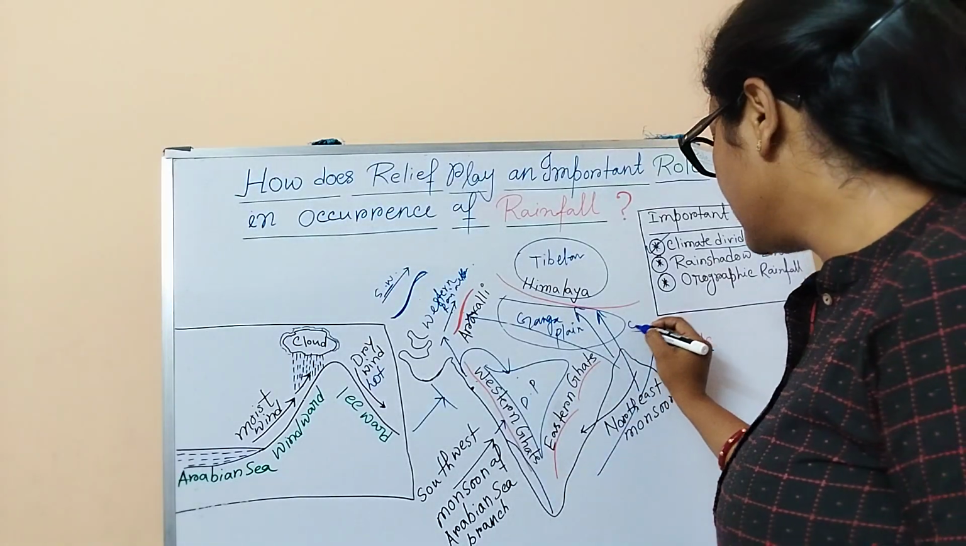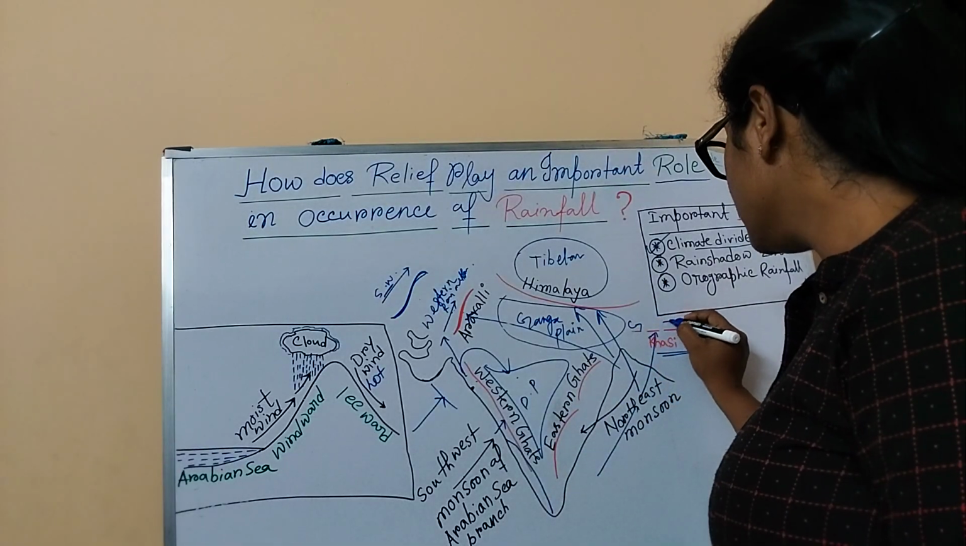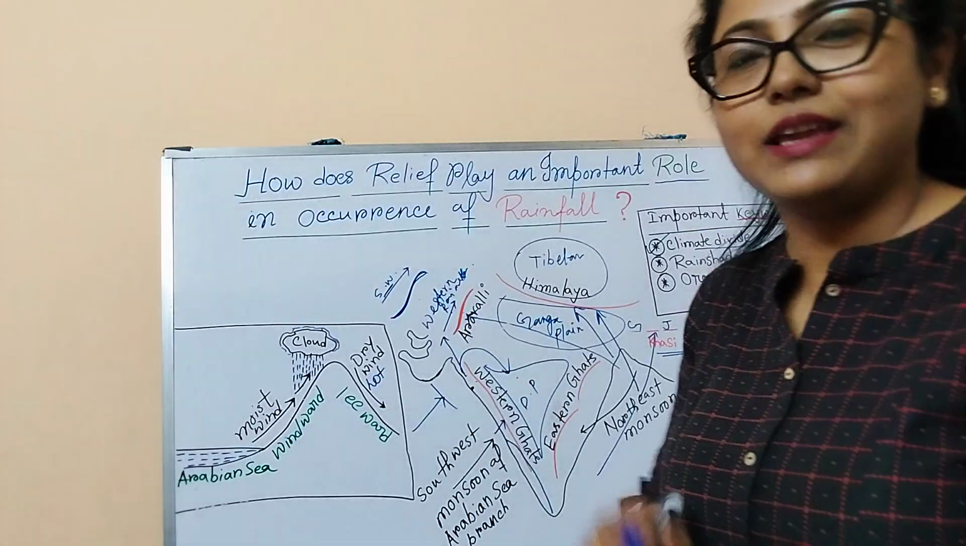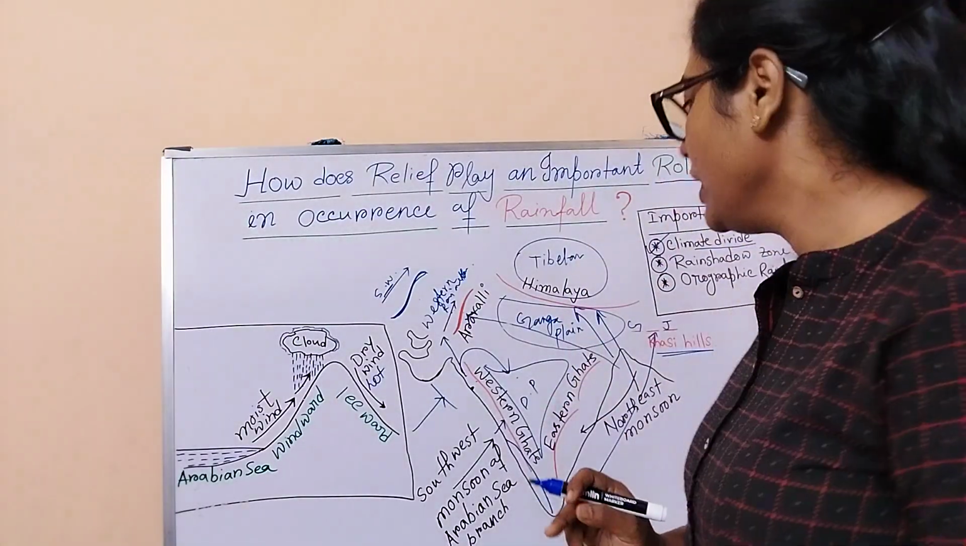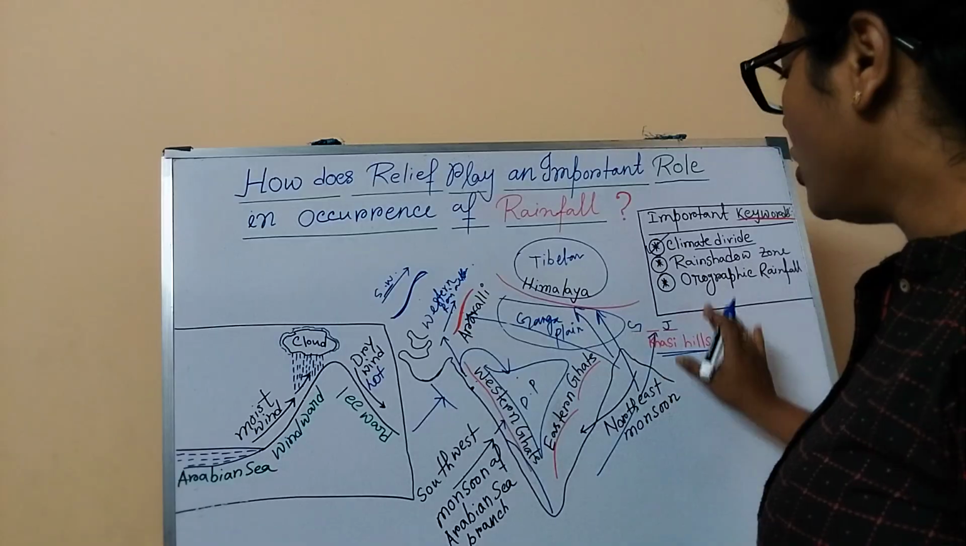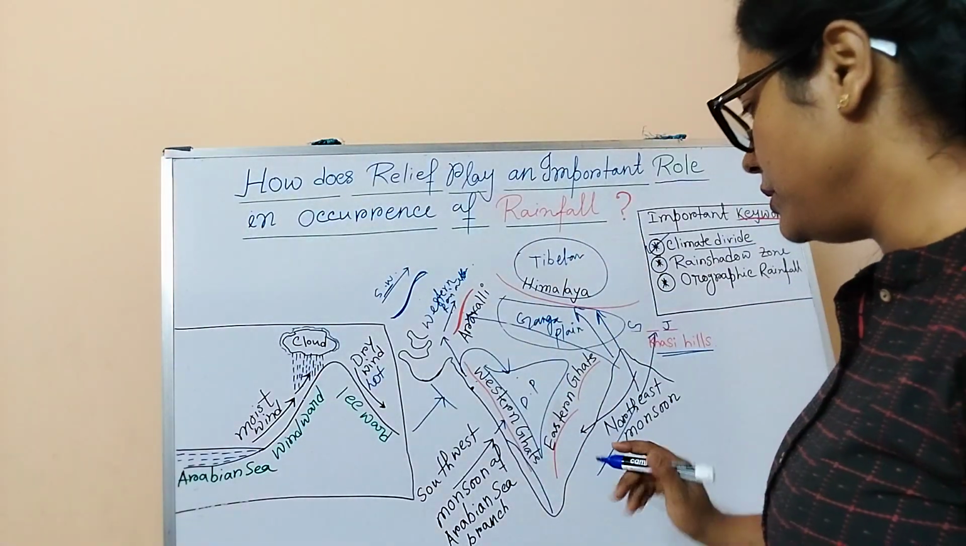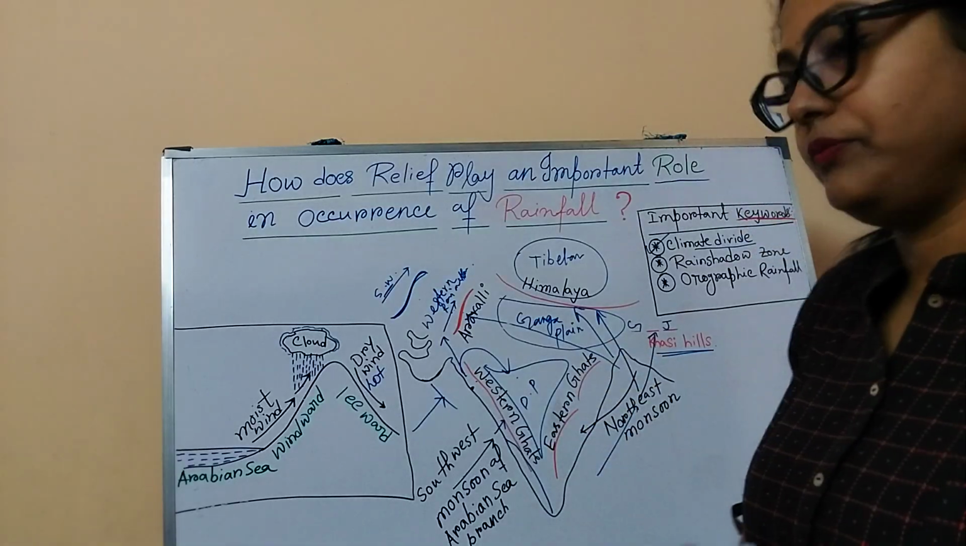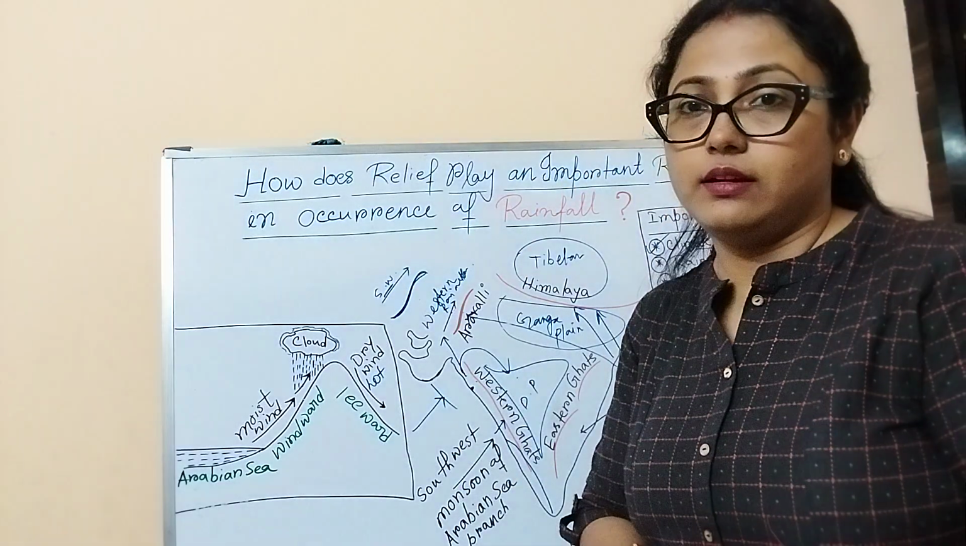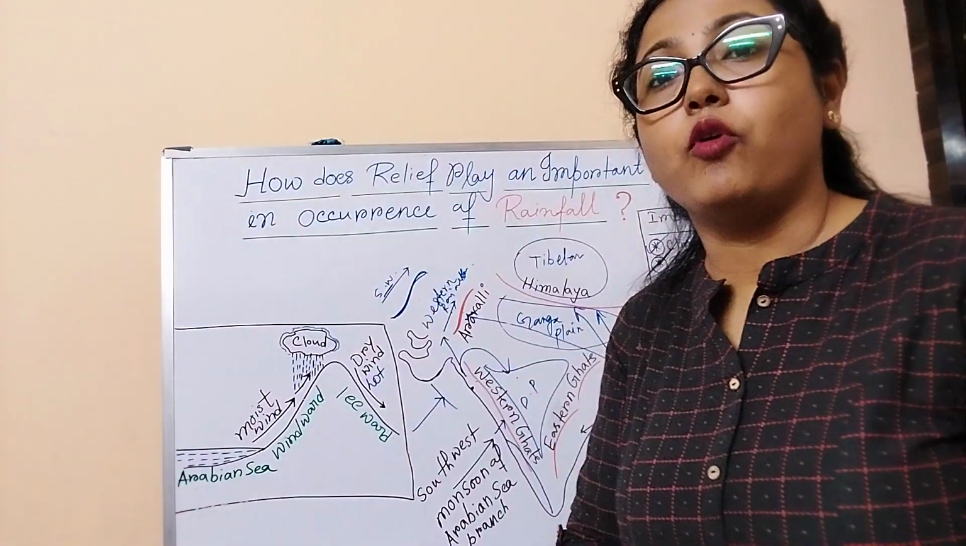This is Garo, this is Khasi, and this one is the Jaintia hill. Okay, you will mark it in the India map by pointing. So this is the effect of this Khasi hill. Now coming to the last relief, that is the Eastern Ghat. Now how does Eastern Ghat determine the rainfall pattern?